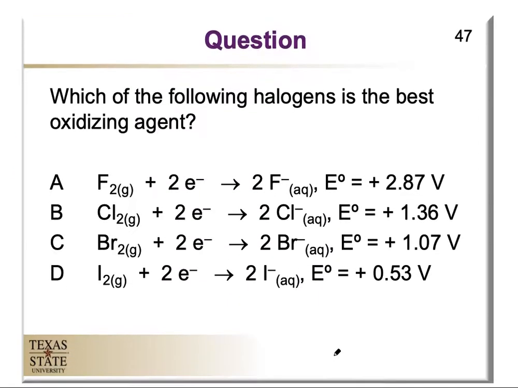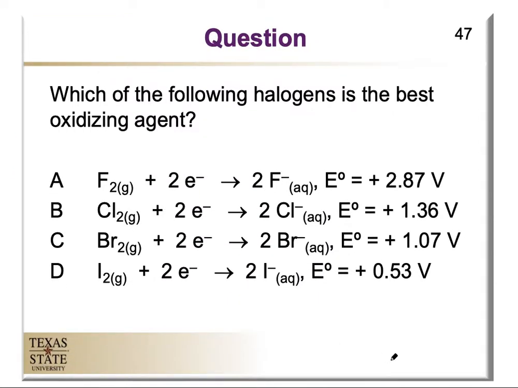All right, so now I have a question for you guys. Which of the following halogens is the best oxidizing agent? We have fluorine, chlorine, bromine, and iodine. They're all written as a reduction in that we have the electrons being added, and you're provided with the potential for each of those reductions. So this is the reduction potential for each of these. They're asking us which one is the best oxidizing agent, and I'll let you guys think about it for a second.